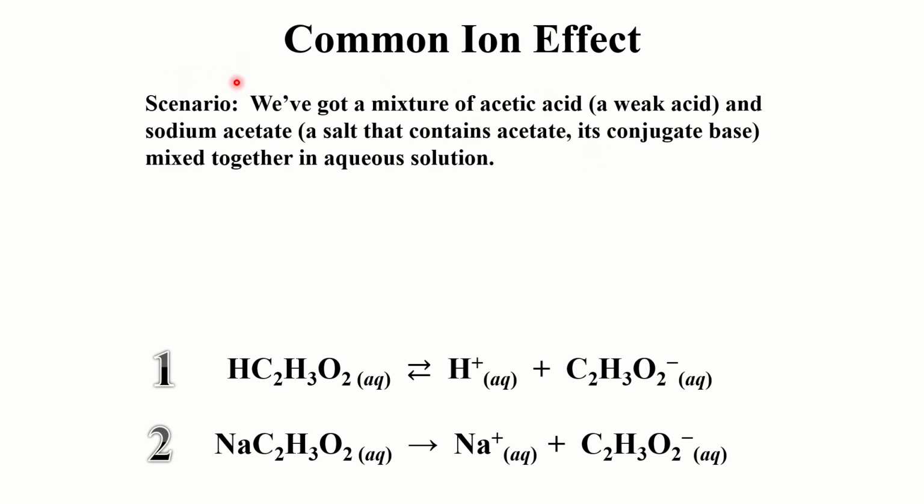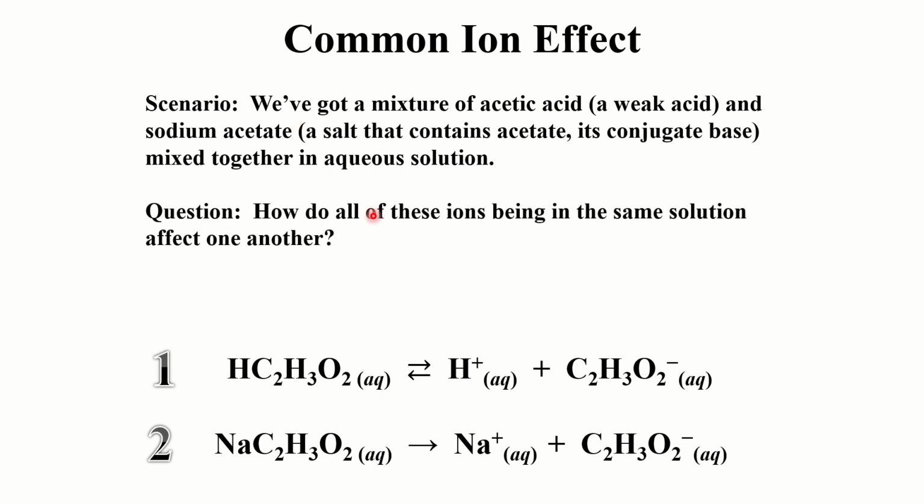So we're going to pose a scenario. We've got a mixture of acetic acid, which we've learned is a weak acid, and sodium acetate. This is a salt that contains acetate, which is the conjugate base of acetic acid. These two things are being mixed together in an aqueous solution. The question being posed here is, how do all these ions being in the same solution affect one another? The hint here is that this is related to Le Chatelier's principle.